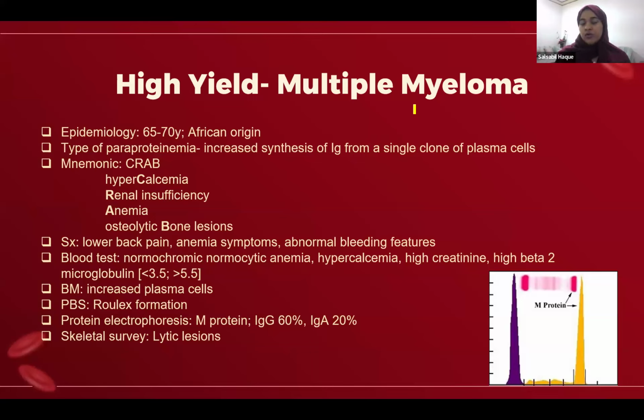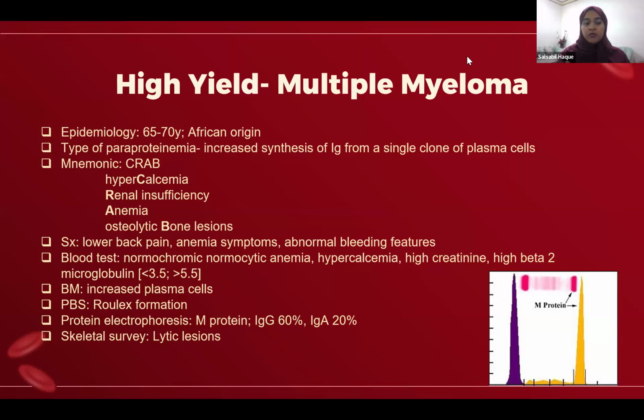Now, when you do a CBC, you'll see that it is chronic normocytic anemia. You'll see hypercalcemia, high creatinine because it causes renal abnormalities as well. And something that is also important here is high beta 2 microglobulin. Now, can anyone tell me what this less than 3.5 and more than 5.5 indicate? It indicates the prognosis, correct. Less than 3.5 is good prognosis and more than 5.5 is bad prognosis.